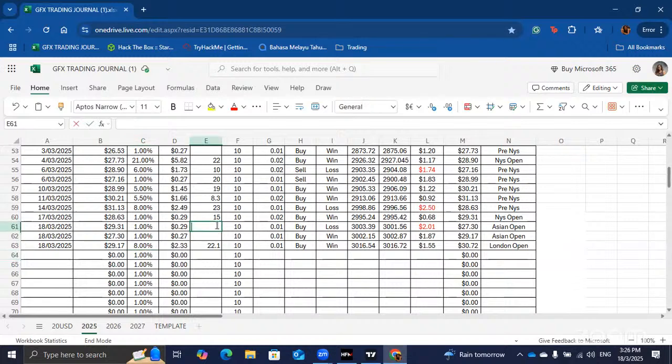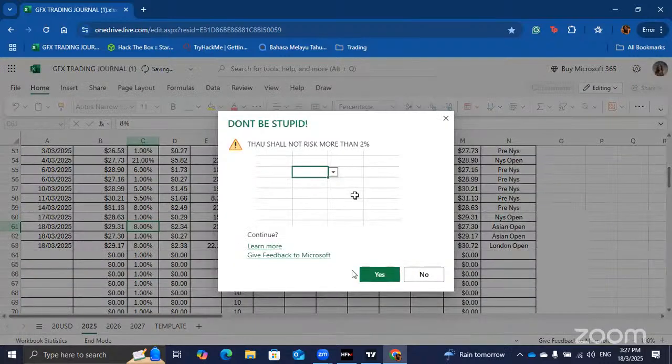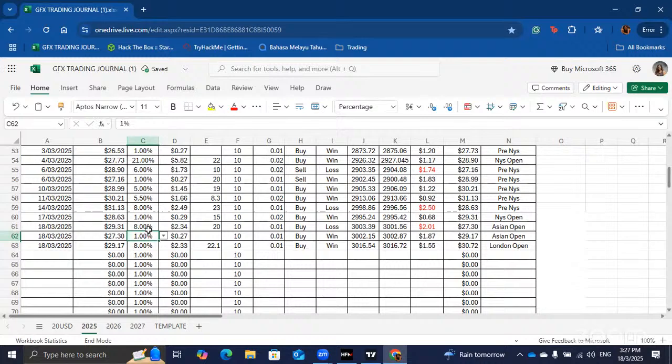Oh, risk 8% already. This fella hit our stop loss, so 20 pips, right? Yeah, 20. 20 means how many dollars? $2, right? So it will be 7. I think it's 7. Yeah, should be 7. Right. Okay lah, 7. 0.5% is fine. This one I don't remember.